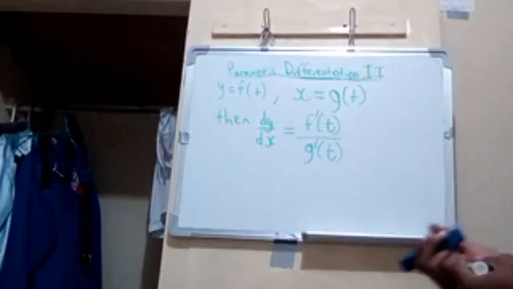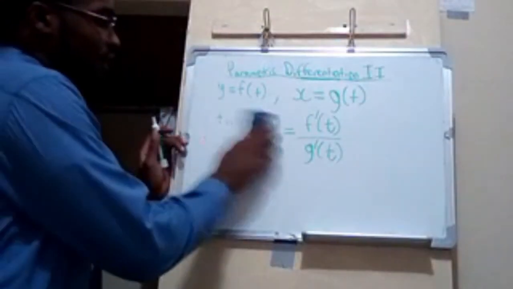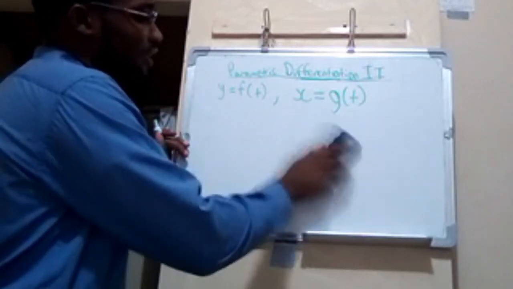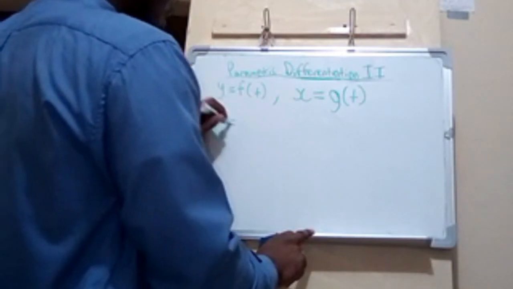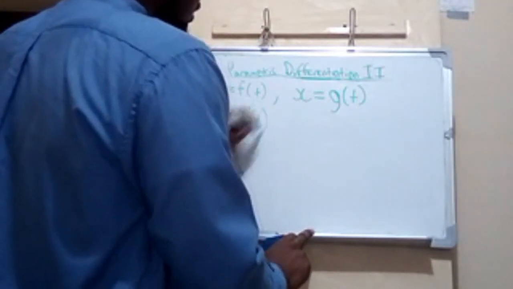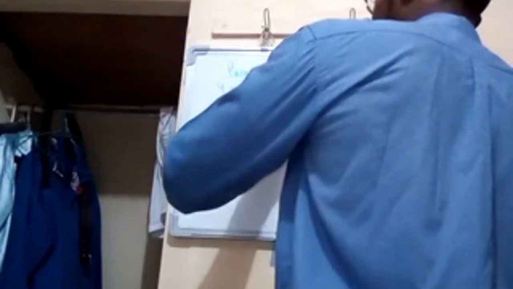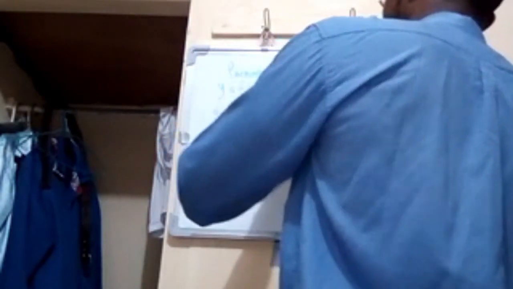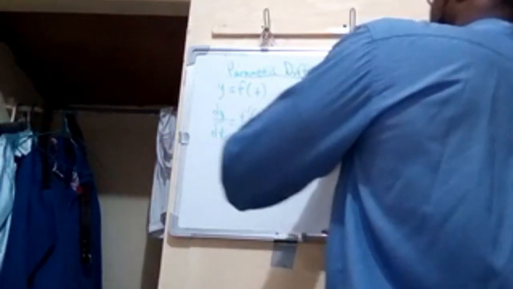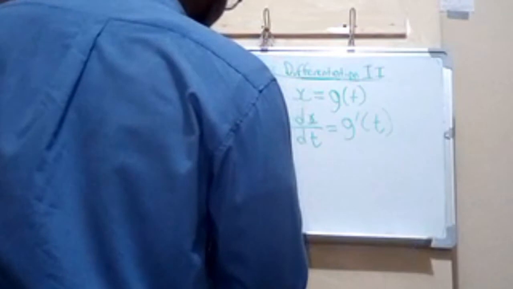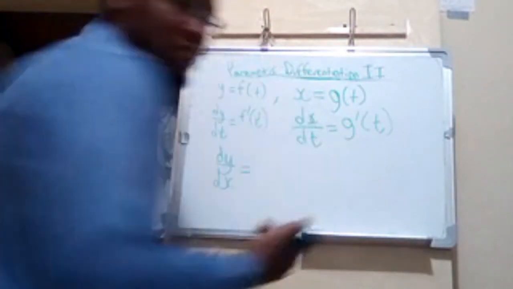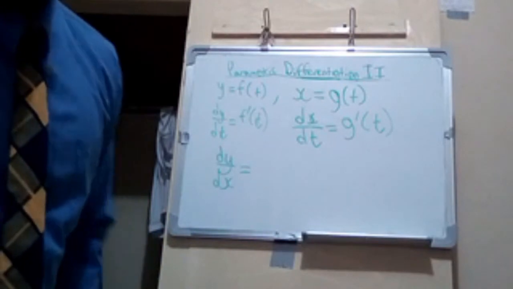How did we get this? First and foremost, let's look at y. If y is equal to f of t, then dy by dt is going to be equal to f prime of t. Now x is equal to g of t, and so dx by dt is equal to g prime of t. And so now, if I wanted dy by dx, then we're going to use the chain rule again. Connect it.